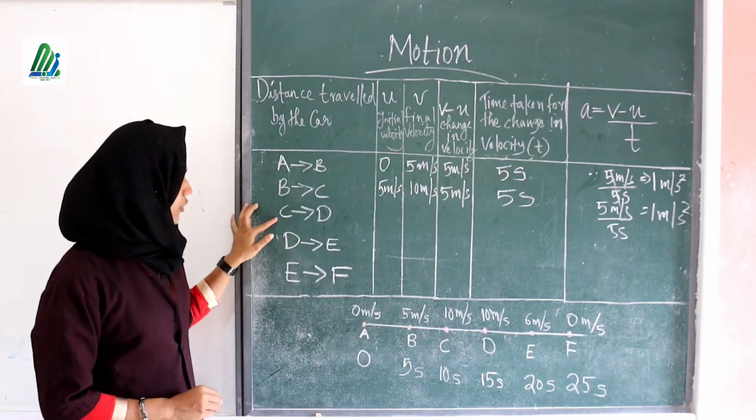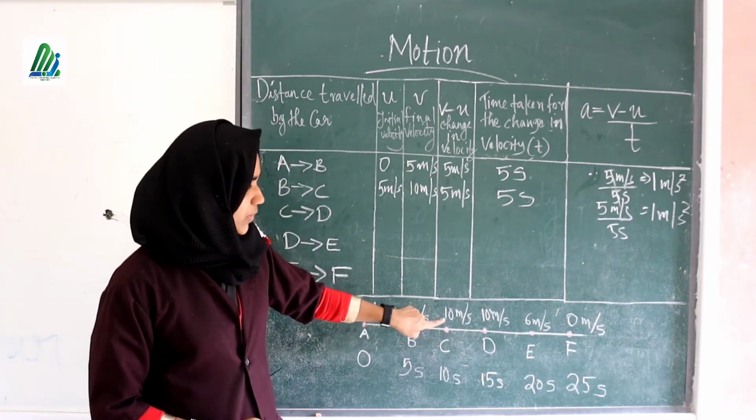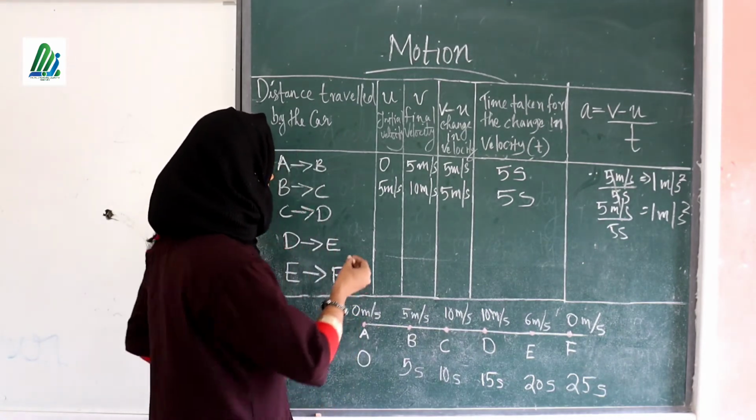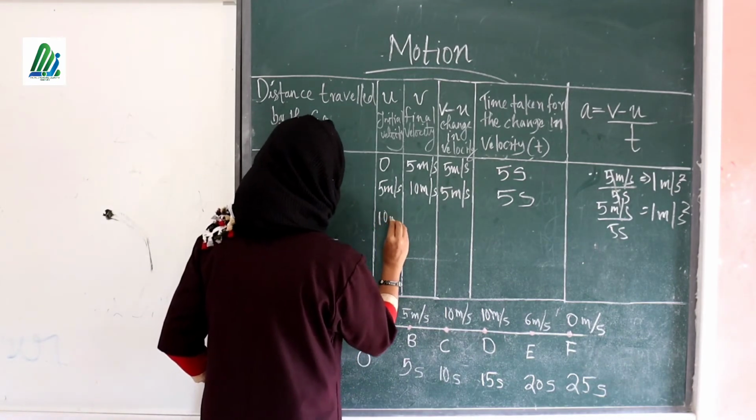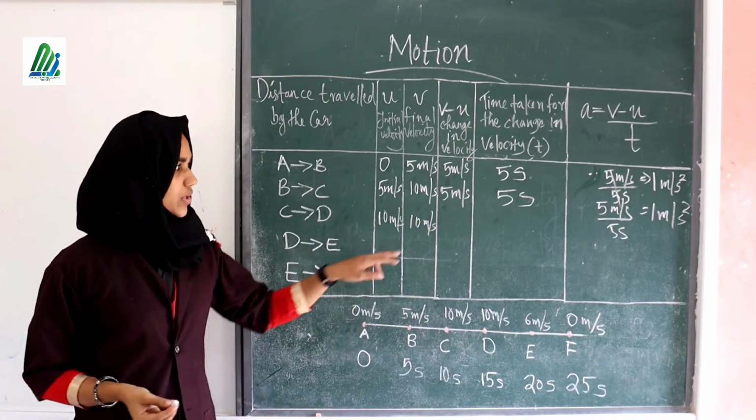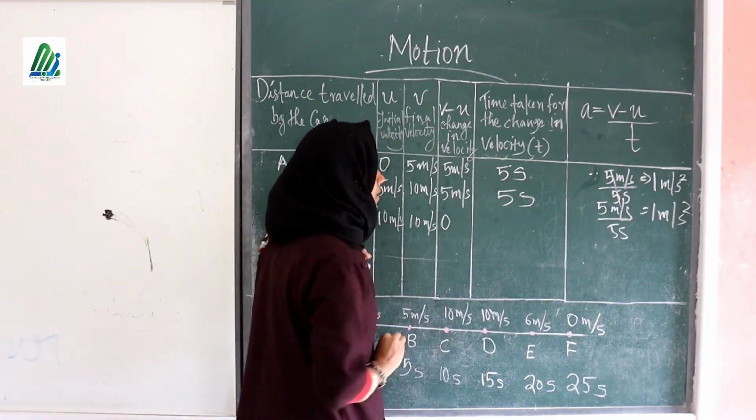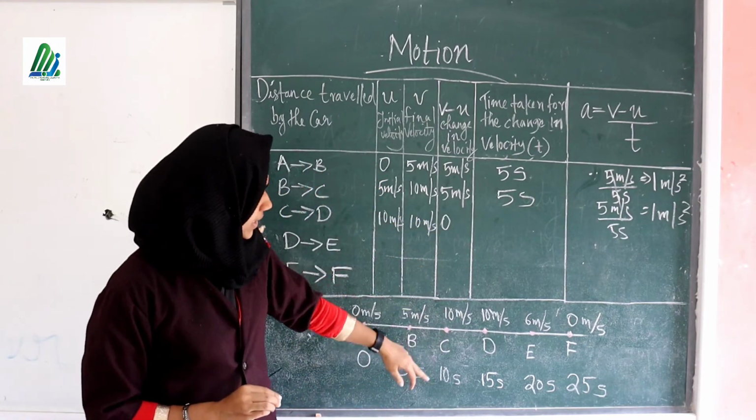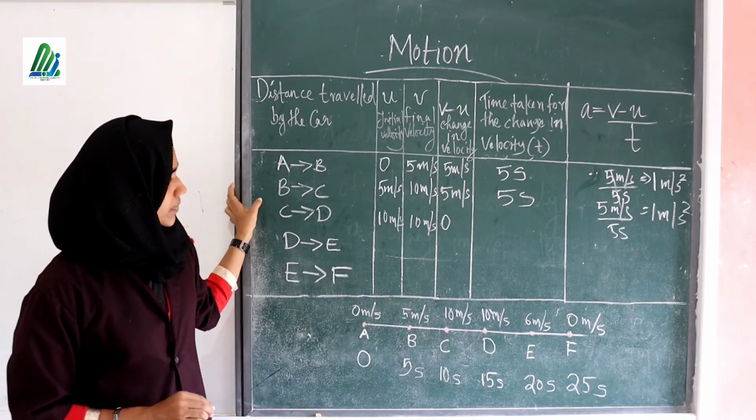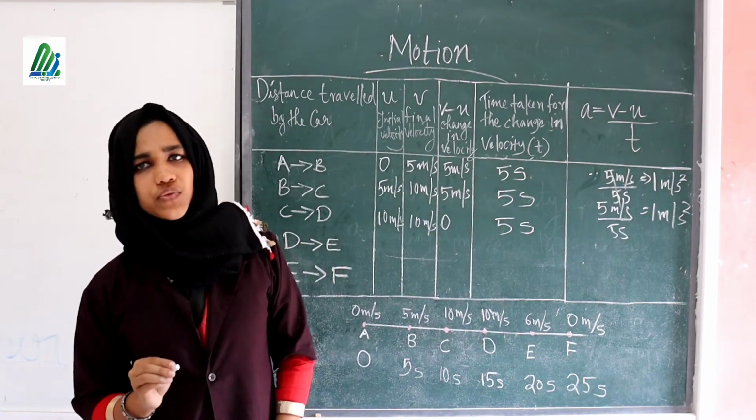Then C to D. Look at here. From C to D, the initial velocity is 10 meter per second and the final velocity is also 10 meter per second. So then v minus u, 10 minus 10, how much? 0. Then the time taken, 15 seconds minus 10 seconds, how much? That is 5 seconds.